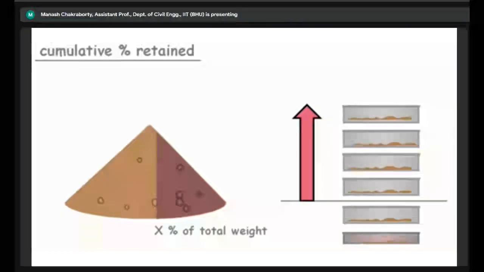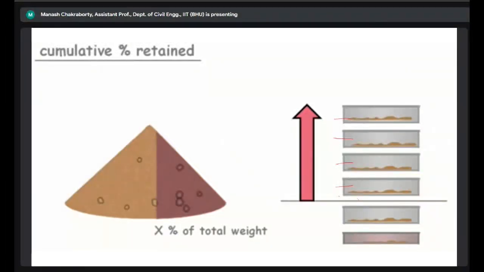So what we actually calculate is the cumulative percentage retained on each of the sieves, right? So if I have to find the cumulative percentage retained on a particular sieve, I will add up the amount of soil that has been collected on all these sieves, right? So once that is added up, right?